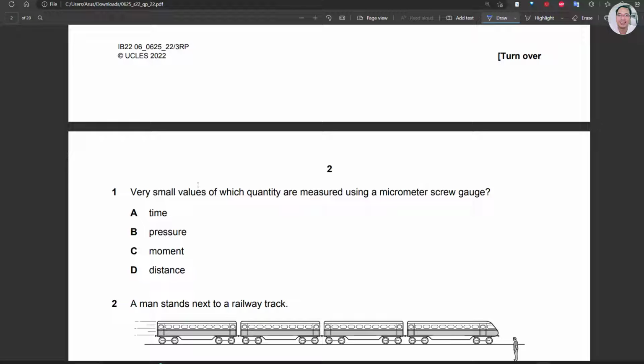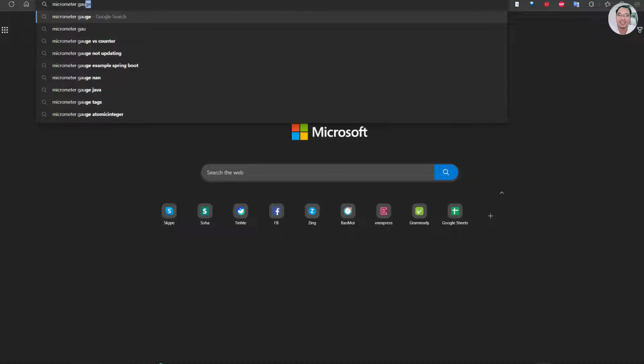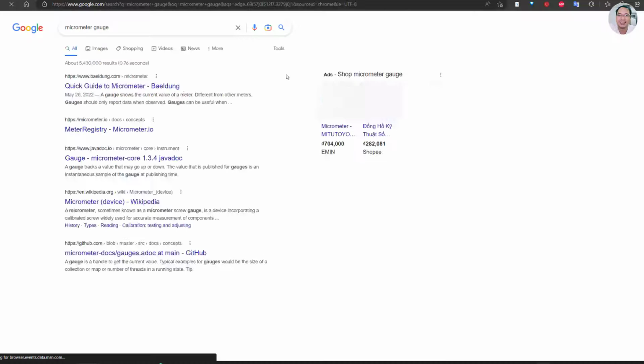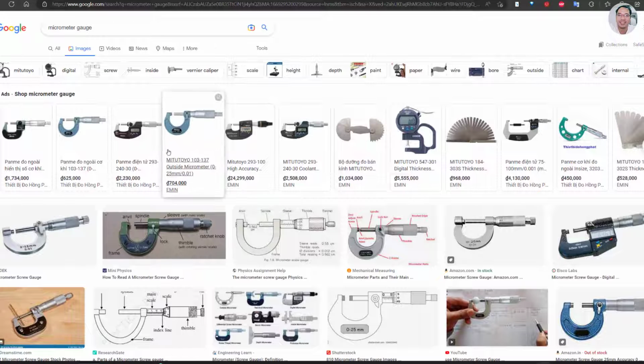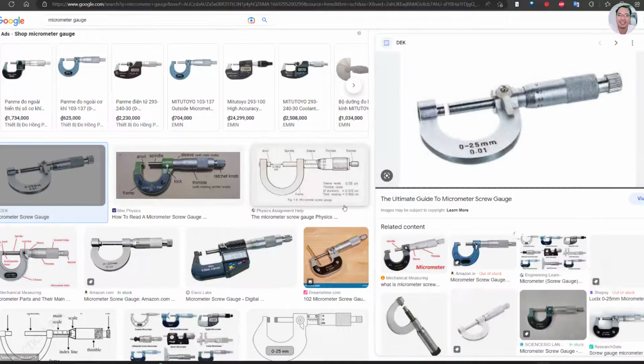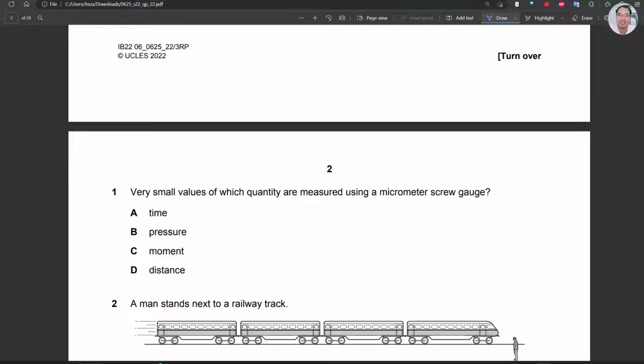Micrometer out. What's a micrometer again? It's a tool to measure very small lengths. Micrometer gauge. Yeah, this thing. Yes, micrometer gauge. Okay, so it is used to measure very small distances, small lengths.